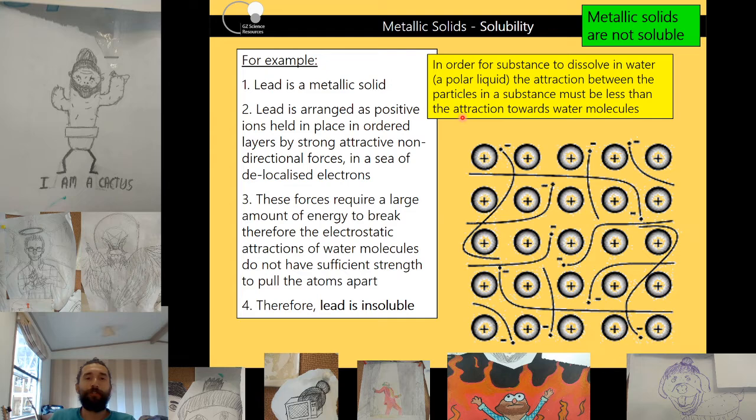It says up here, in order for a substance to dissolve in water, the attraction between the particles of the substance must be less than the attraction towards water molecules. So in order for it to dissolve, the attraction between the cations and the delocalized electrons must be less than the attraction between the water and the actual cations. So there's a little model answer for one of those questions.